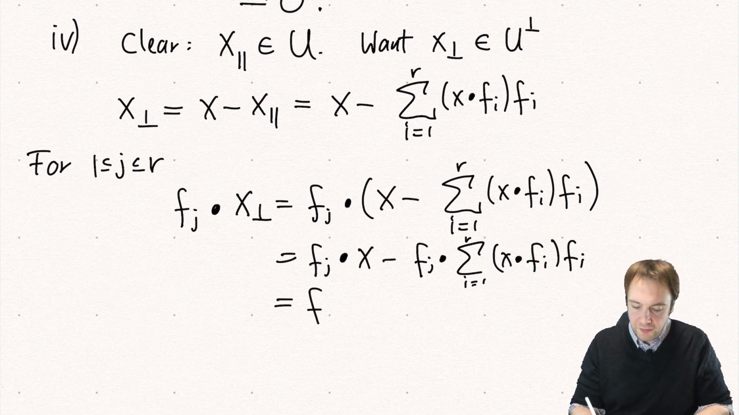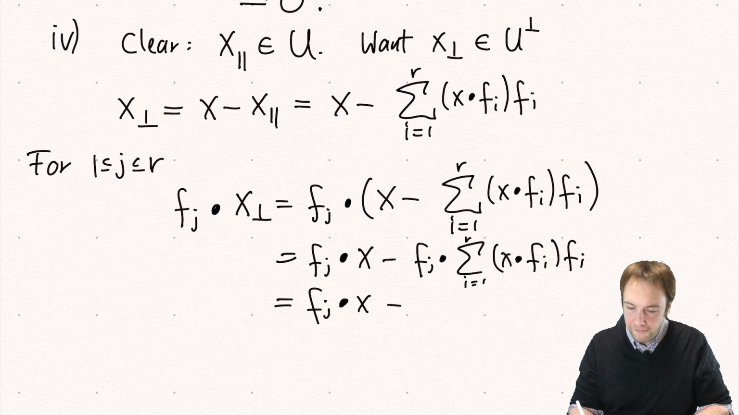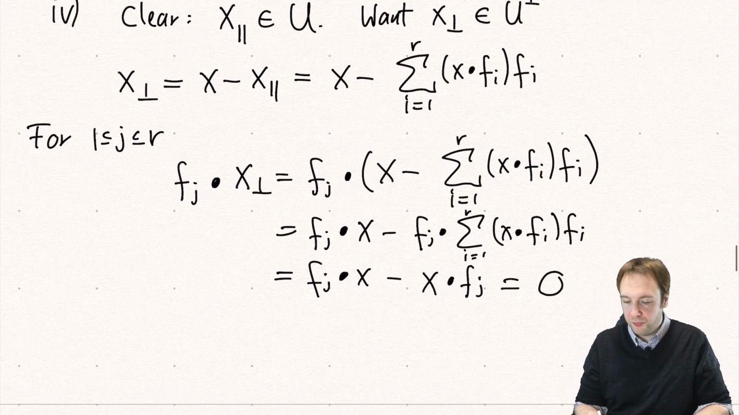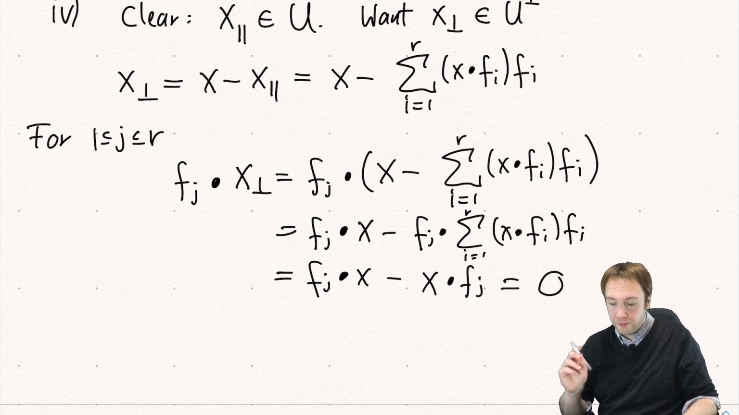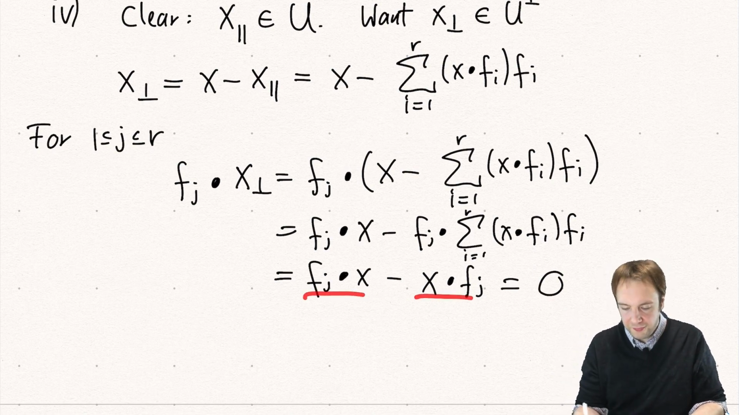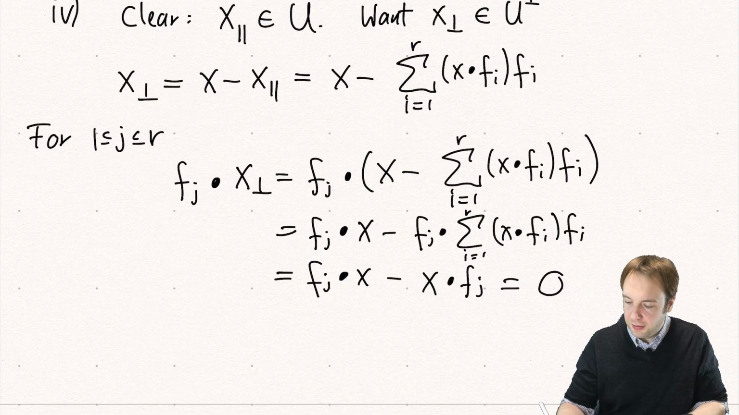So therefore we get fj here in front, minus the only surviving term here, which is x dot product fj. And this is 0 because we learned that the dot product is commutative, meaning that this is the same as this. And this proves what we wanted to show.